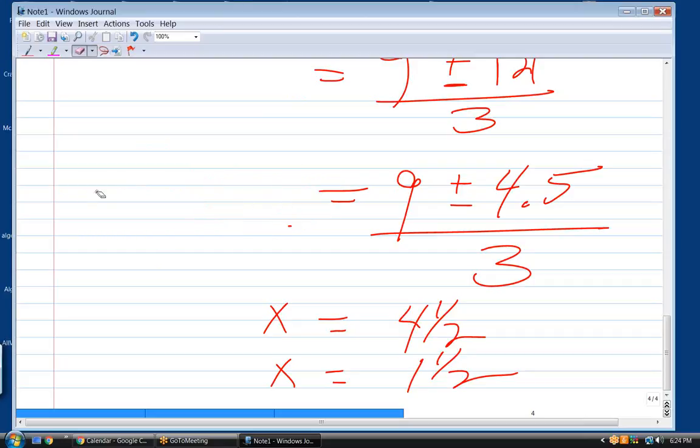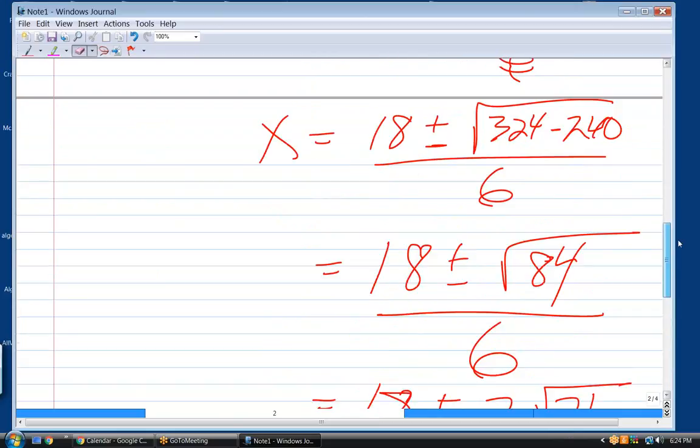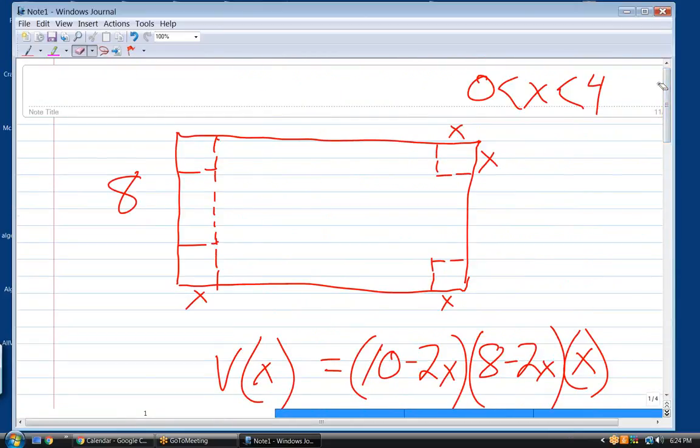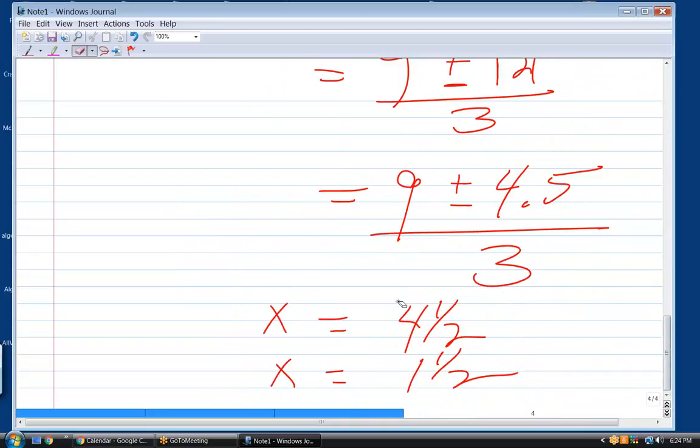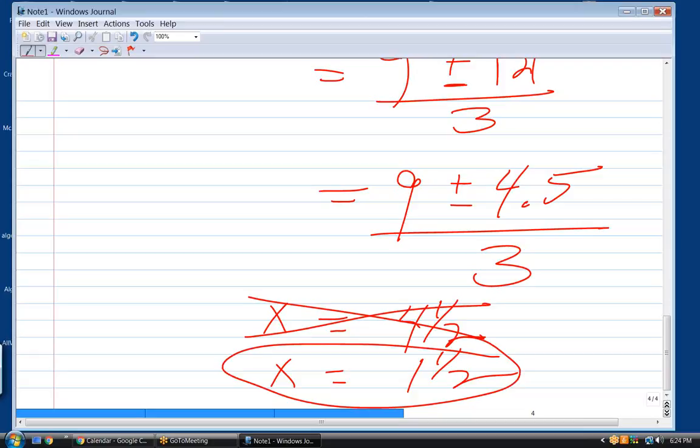First of all, remember what my restrictions on the box were. I can't have x being greater than 4, because if I have x being greater than 4, I won't have a box. I won't be able to fold it up into a box. So of these two solutions, I can throw out this one, and this is my proper solution. When x is 1.5, approximately, I will have a box that has the biggest volume it could have.